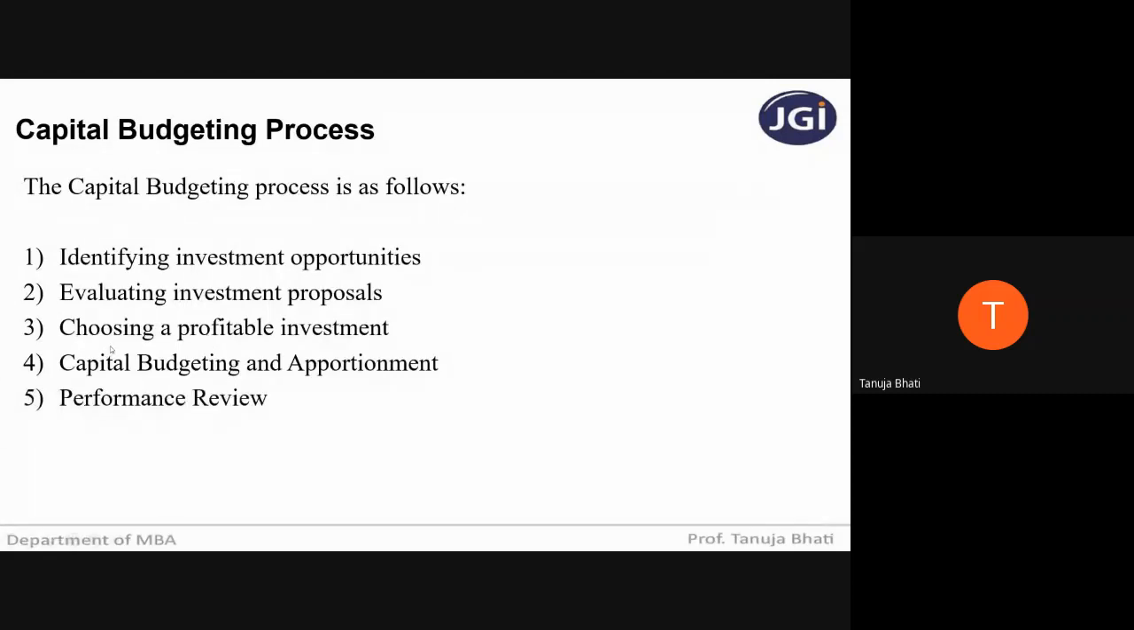Next, performance review. This is usually the last step. What happens in this is, after doing capital budgeting, you have to review your investment. When you were predicting some returns, you have to see whether the performance of that particular project is up to the expectation you had set. So whether it is giving the return that you had expected when you invested in that project.